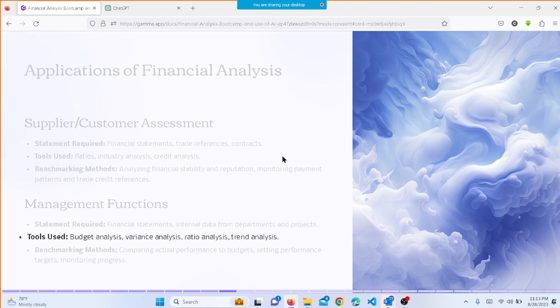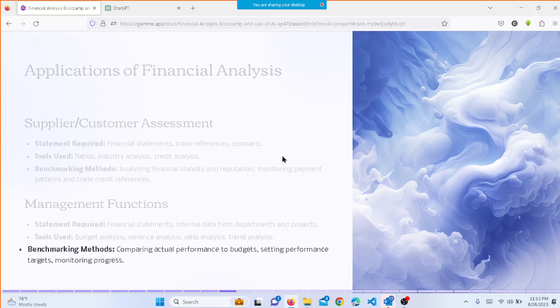So here we use budget analysis, variance, ratios, and trend analysis. And usually you compare and benchmark the actual performance against the budgets, or we may have set up certain performance criteria or progress criteria to evaluate the company's performance over a period of time. Right. So that's the benchmarking method that we use.